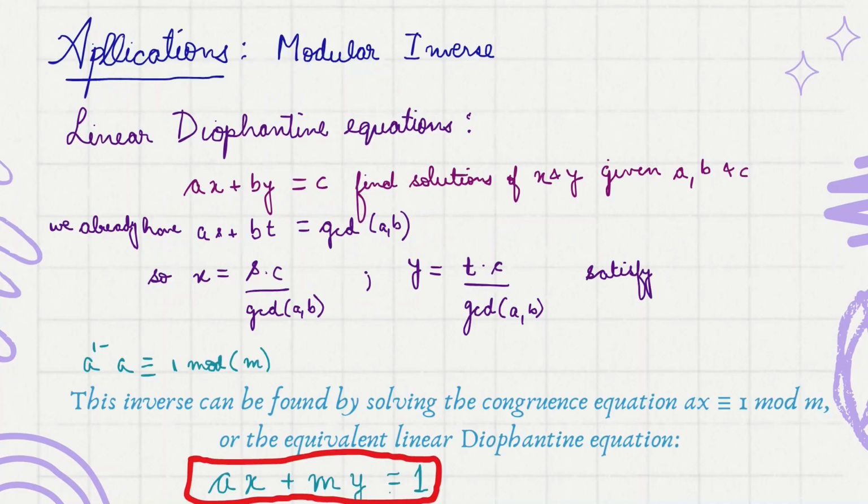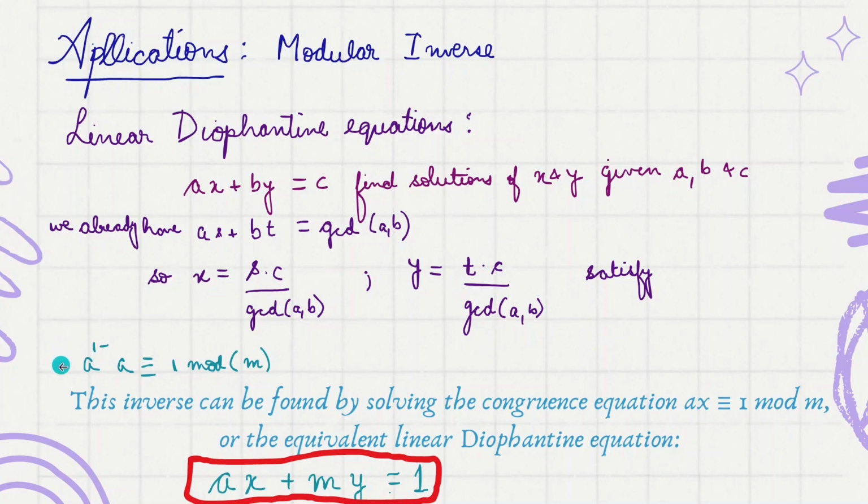Now we move on to the applications. Our aim is to find the modular inverse. We use the concept of linear Diophantine equations, which is finding solutions x and y of an equation of this kind: ax + by = c. Using the XGCD algorithm, we already had that as + bt is equal to the GCD of a and b. So in this, if we just divide this expression by the GCD of a and b and multiply by c, we get exactly that. So we already have solutions for x and y: s times c divided by GCD, and t times c divided by GCD.